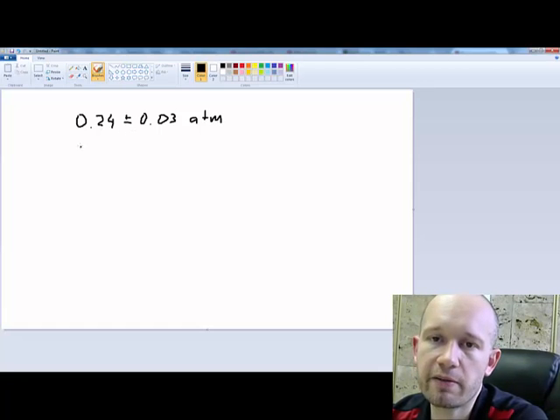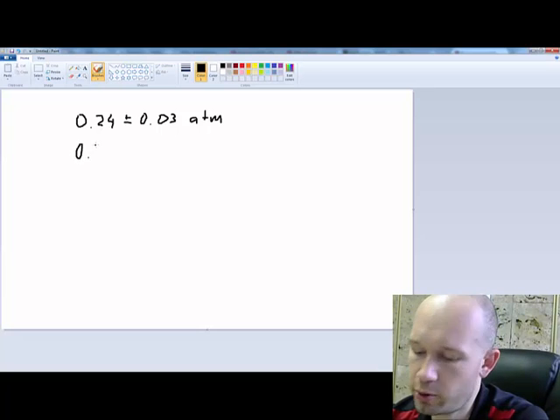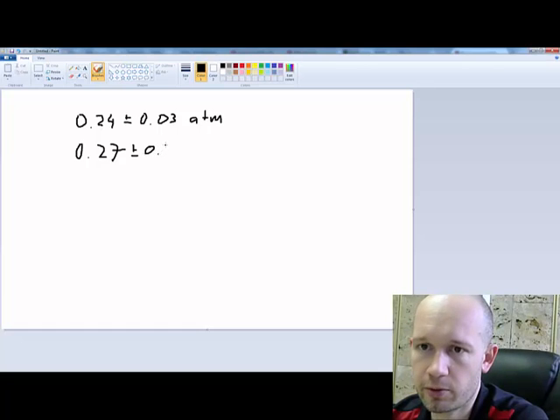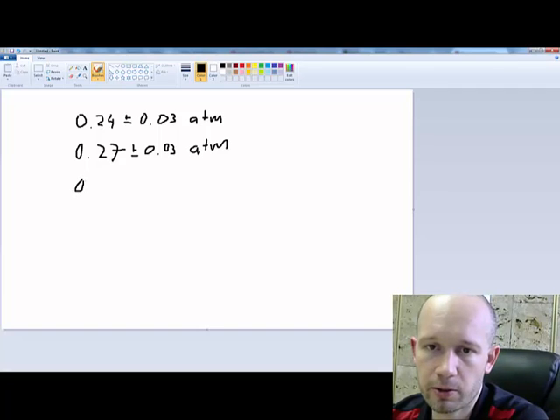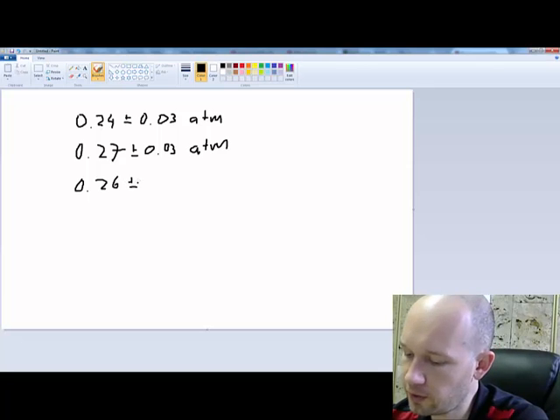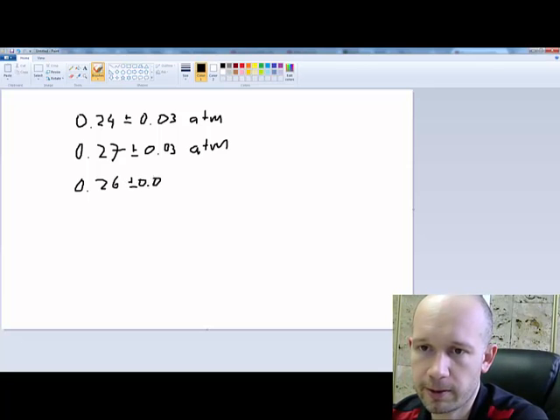Then we changed the gas to heavy gas, some heavy large molecules, and we got 0.27 plus or minus 0.03 atmospheres. And the last one we got was 0.26 atmospheres plus or minus 0.04 atmospheres. So what do you think?